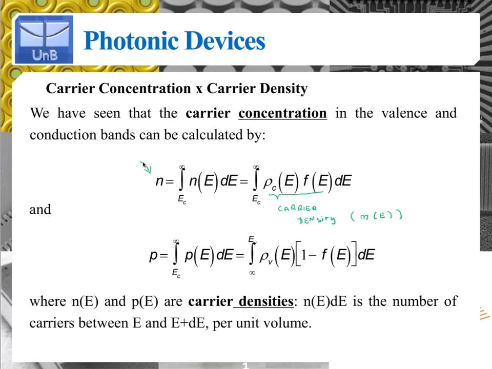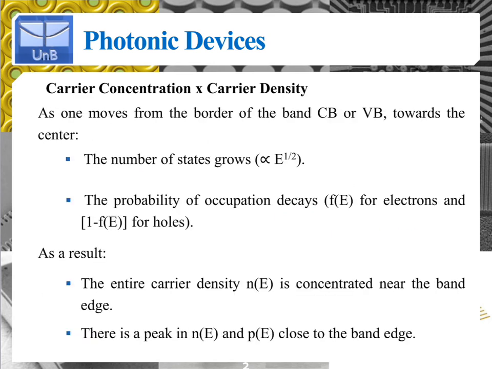In other words, if the carrier concentration is the total number of carriers in the band, in the conduction band in this case, the carrier density is the amount of carriers per unit energy. Okay, N of E, and it's a function of E. Now this is for electrons, and of course you have P of E, the hole carrier density for holes in the valence band. Same thing, amount of carriers per unit energy as a function of E. So the carrier density is the product of the Fermi function and the density of states.